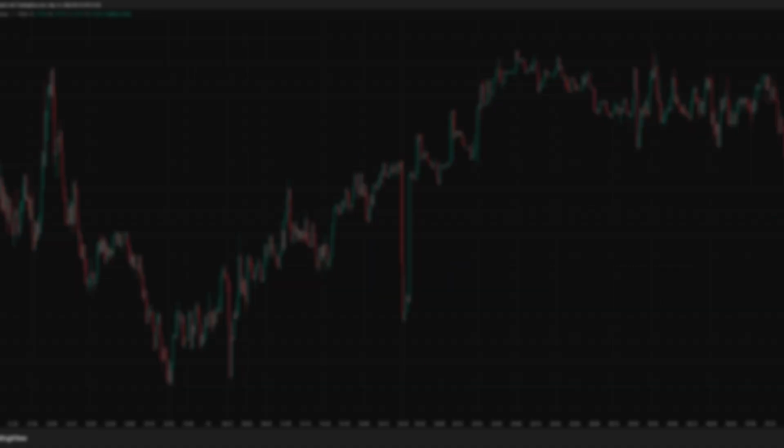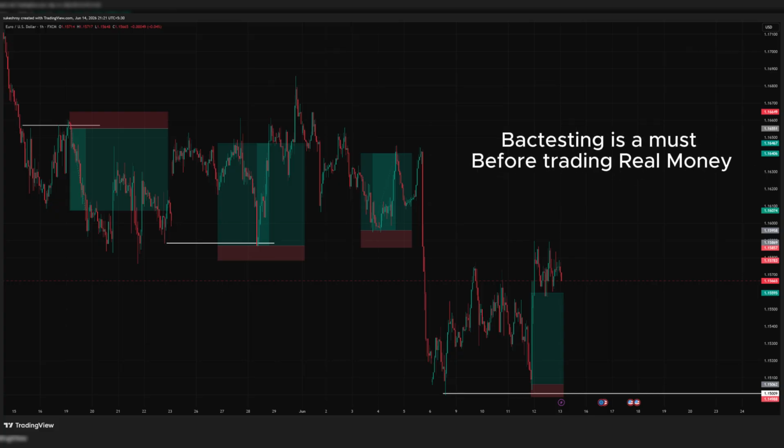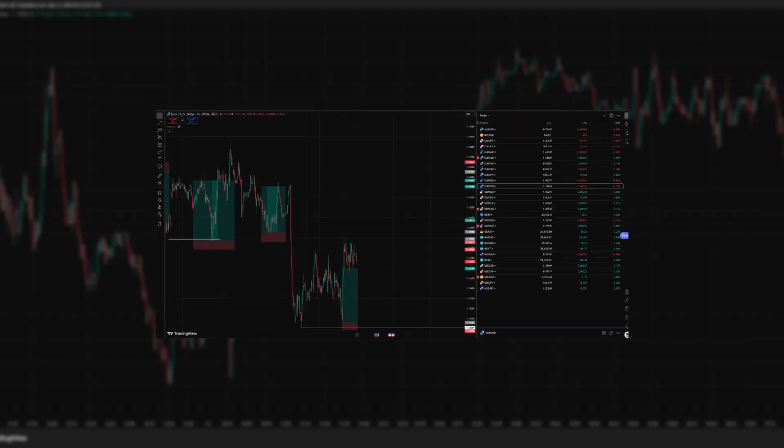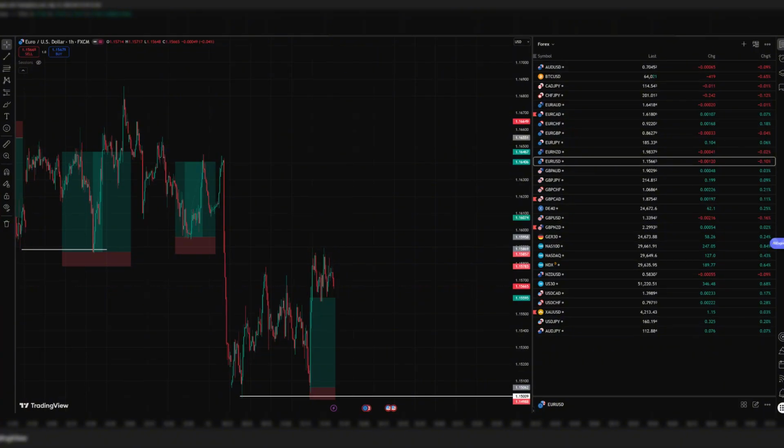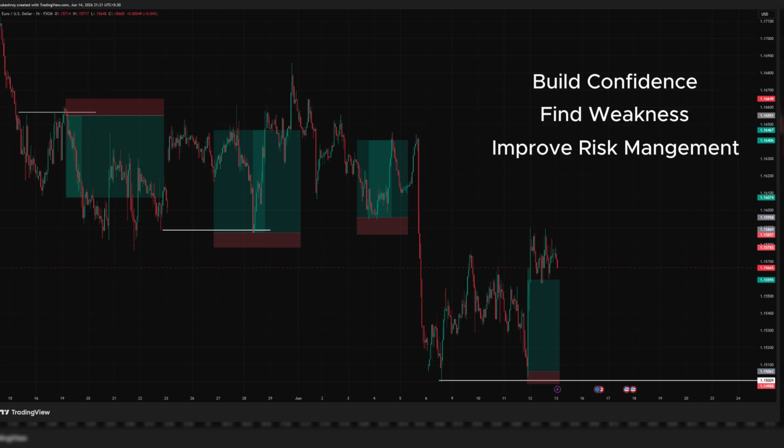One thing many traders forget is that backtesting matters just as much as strategy. Before risking real money, test your setup across different pairs and market conditions. Study how the strategy performs historically. That process helps you build confidence, understand weaknesses, improve risk management, and fine-tune entries and exits. Trading without testing is basically guessing, and the market punishes guessing very quickly.